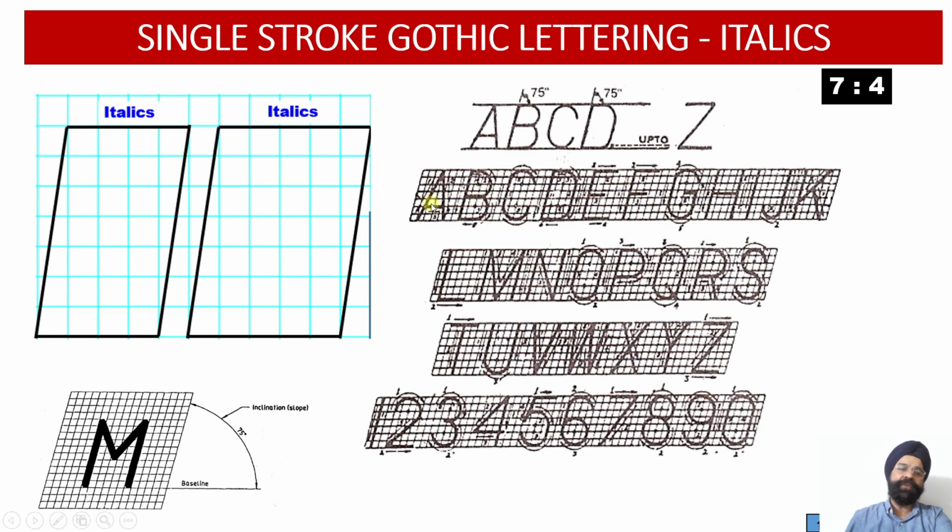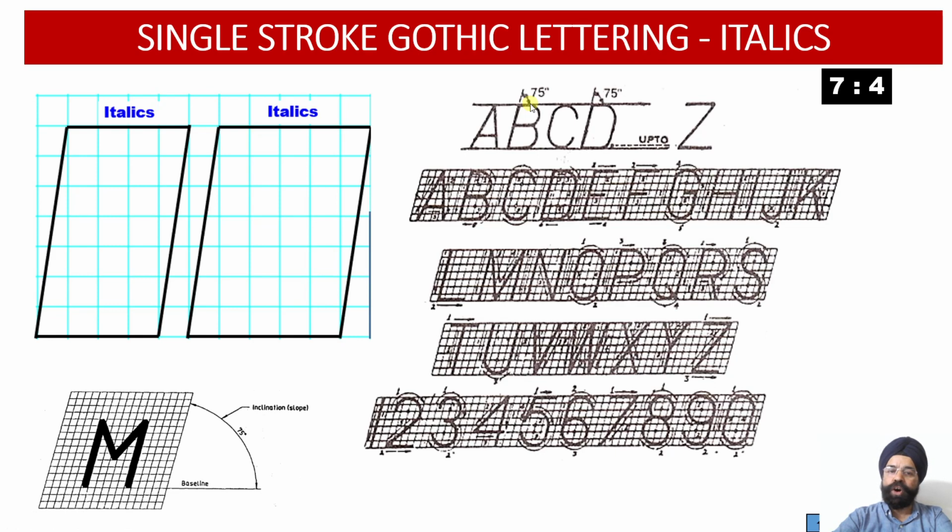So what is the difference between vertical and italics? Why do we need italics? Italics alphabets we require when we want to highlight certain instructions onto our engineering drawing. So what is italics? Italics means the letters will be inclined. And what is the angle of inclination? You can see over here, the angle of inclination is 75 degree from this side, or it can be 105 degree from the other side, because the total angle has to be 180 degree. So the letters will be inclined towards right at an angle of 75 degree.